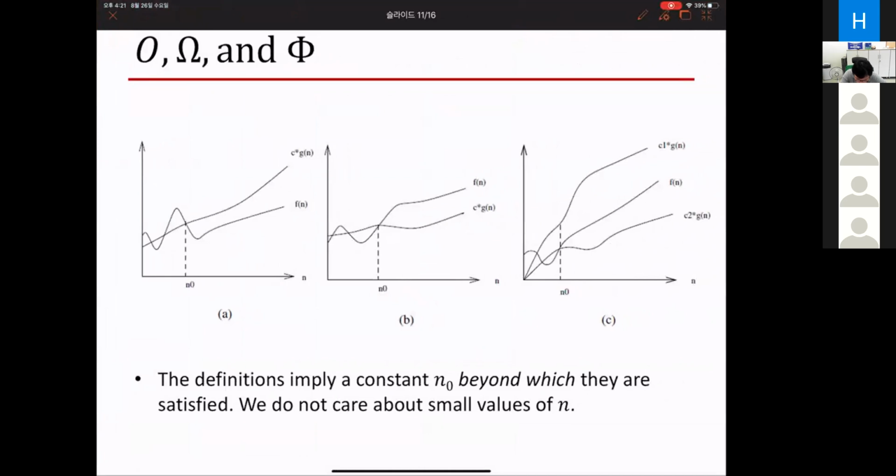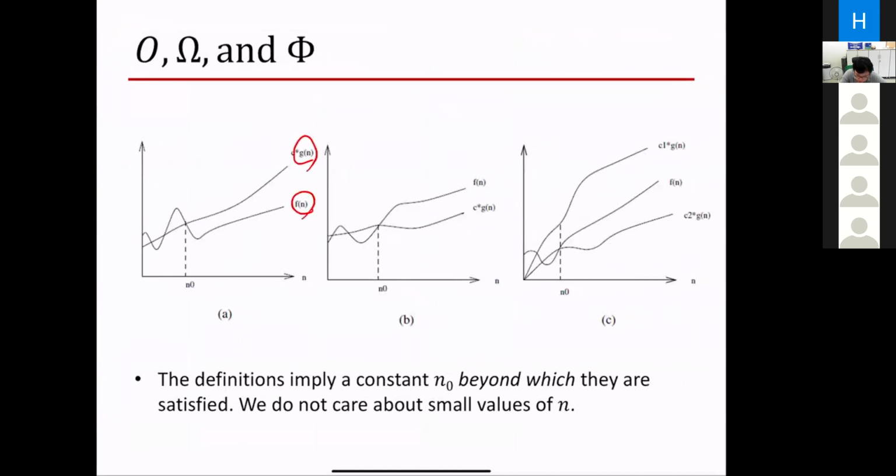So, g of n, f of n. What should we do? So, f of n, is it correct?